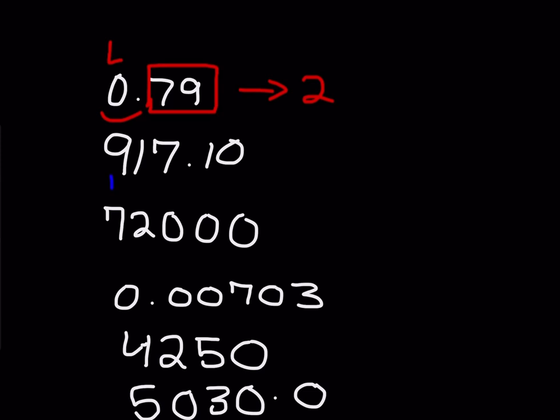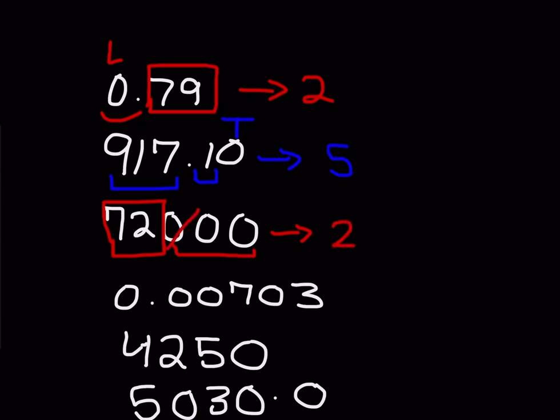Next we have 917.10. So we count all the non-zero numbers, 9, 1, 7, 1, and the 0 at the end we're also going to count. It's a trailing 0, which counts if there's a decimal in the number, which there is. So in total, it's going to be 5 significant figures. Then we have 72,000. We count the non-zero numbers, 7 and 2. That's 2 significant figures. The trailing zeros behind them do not count because there's no decimal in the number. So there are only 2 significant figures.